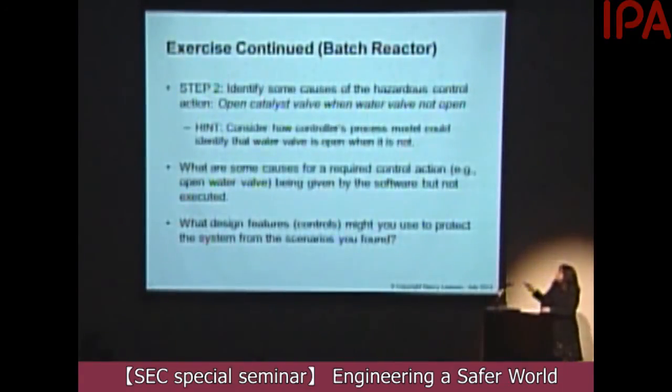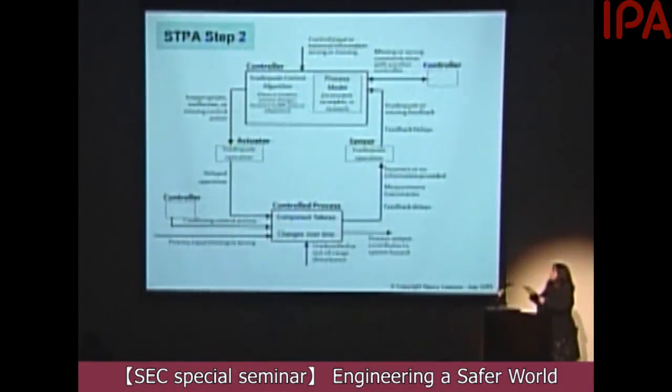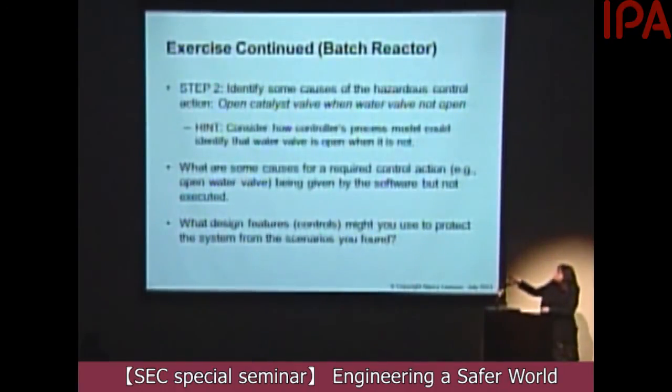We also have to figure out some causes for a required control action, like open the water valve being given by the software but not executed. That may be, for example, some component failures. Let's say the actuator actually fails, doesn't open it. The solution turns out to be the same, feedback. And so on. What else do I have? Oh, and I talked about design features, controls you might use to protect the system from the scenarios you found, and that's sort of the next step. Once you found the scenario, then you design it out of the system the best you can.